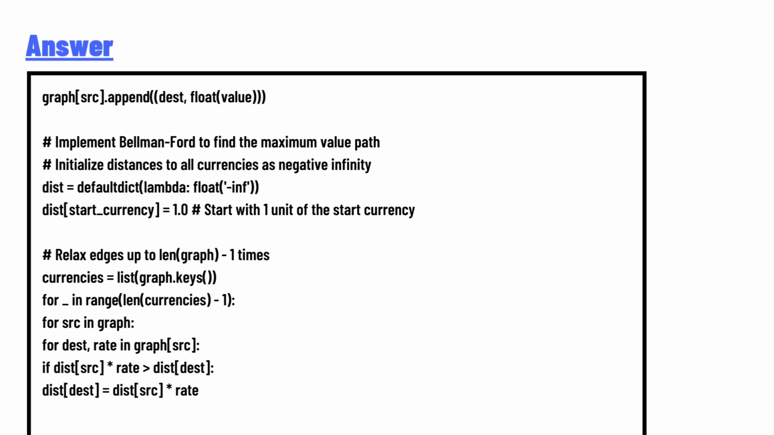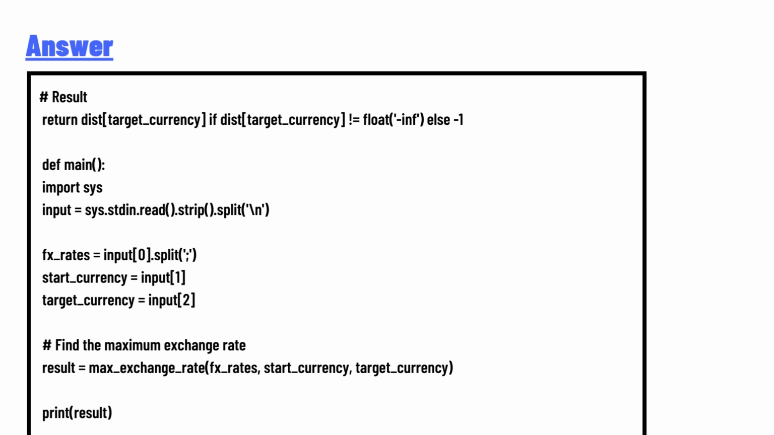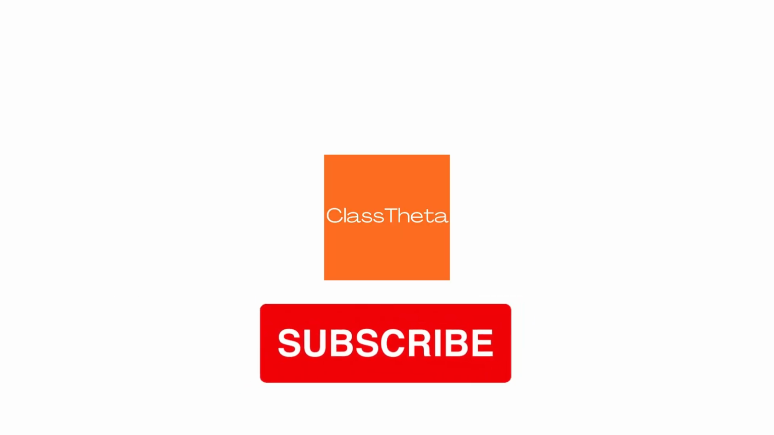Example usage: to test the code, you can simulate input through standard input or modify the code to use hard-coded inputs for testing. For example, input: USD GBP 0.7, USD JPY 109, GBP JPY 155, USD JPY. Output: 110.05. This Python script will read the foreign exchange rates, compute the maximum exchange rate possible from the starting currency to the target currency, and print the result. This is the correct answer of the question.